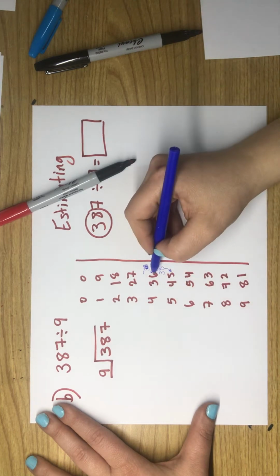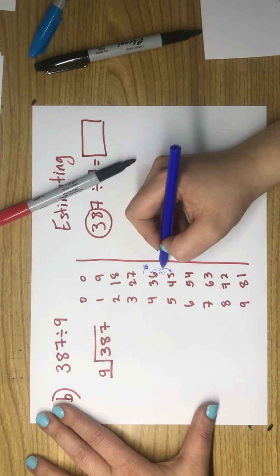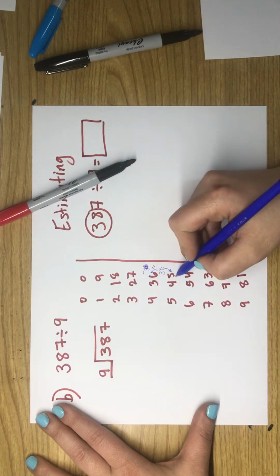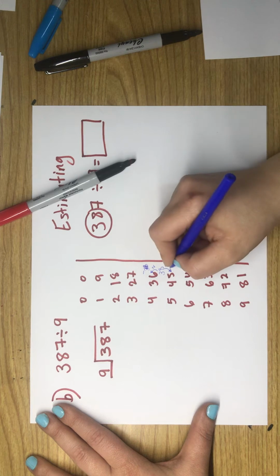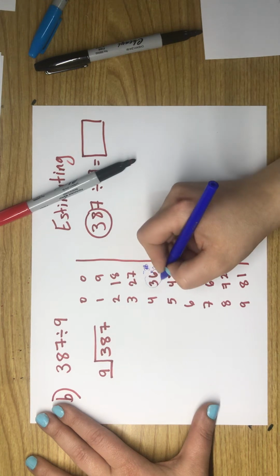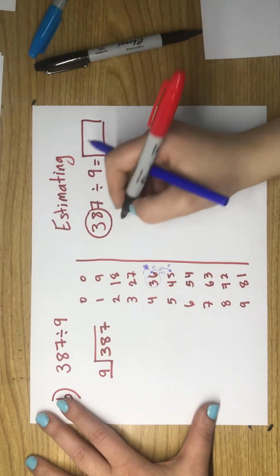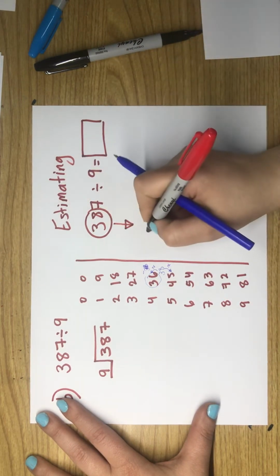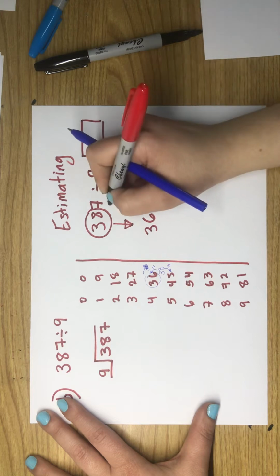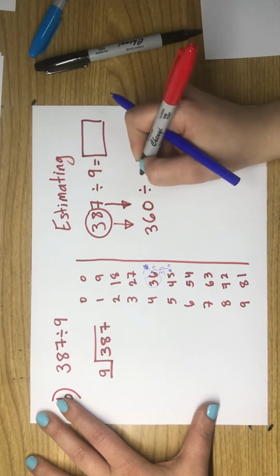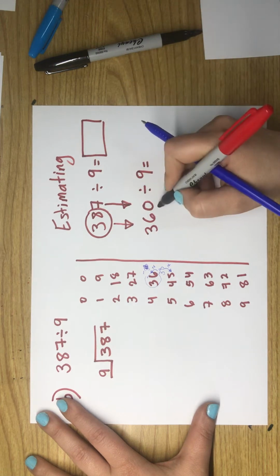The distance between 36 and 38 is 2. The distance between 38 and 45 is 7. So I'm going to pick 36, closer than 45. So 38 will be 36. The rest of the digits will change into 0. 0 divided by 9 equals 0.